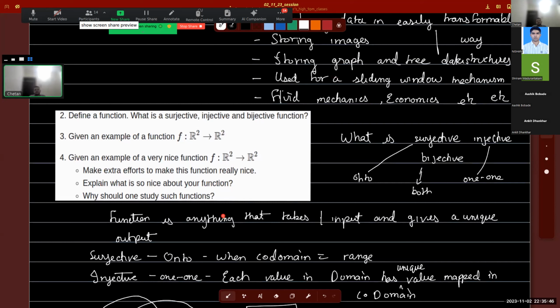Since we are discussing linear algebra, we are going to focus on linear equations. Linear equations in two variables. We'll obviously discuss more than two variables as well, but right now we'll focus on linear equations in two variables. That is R2 to R2.